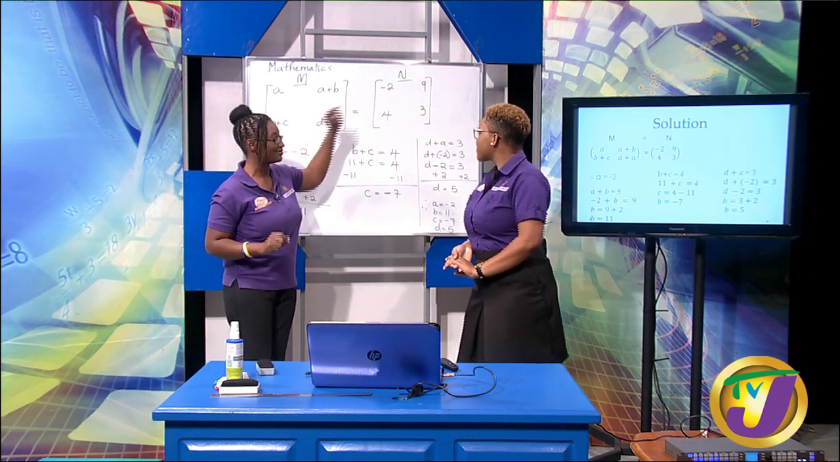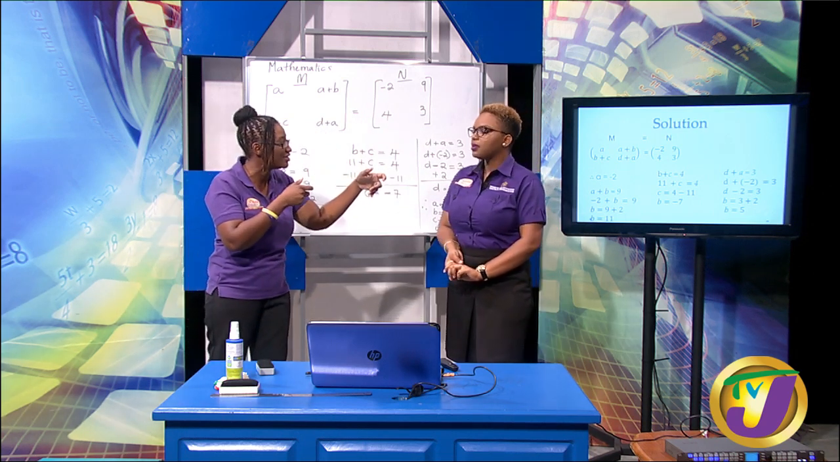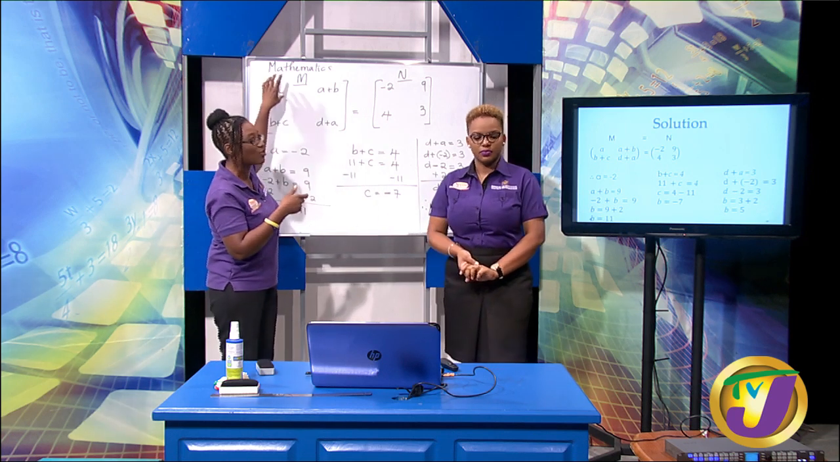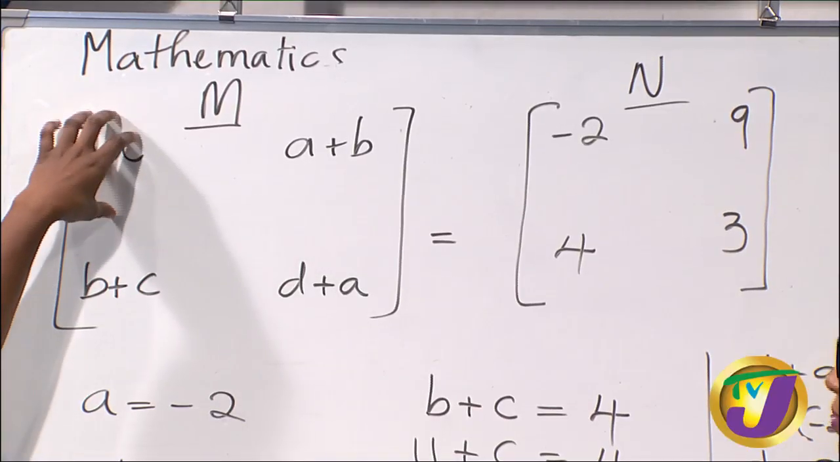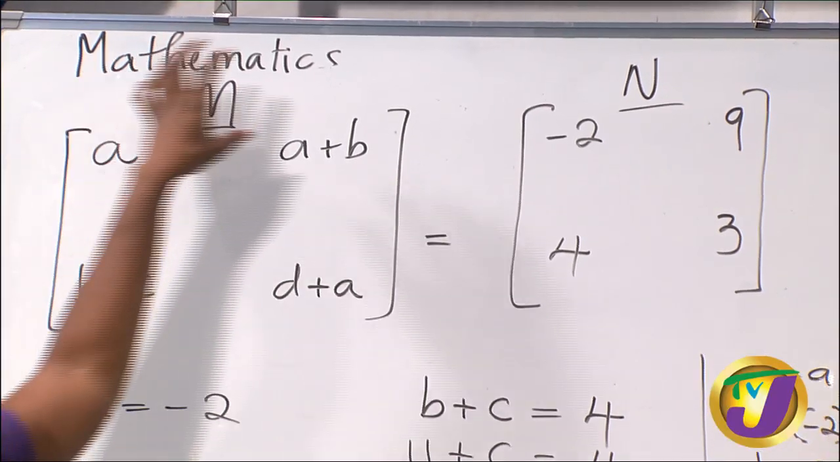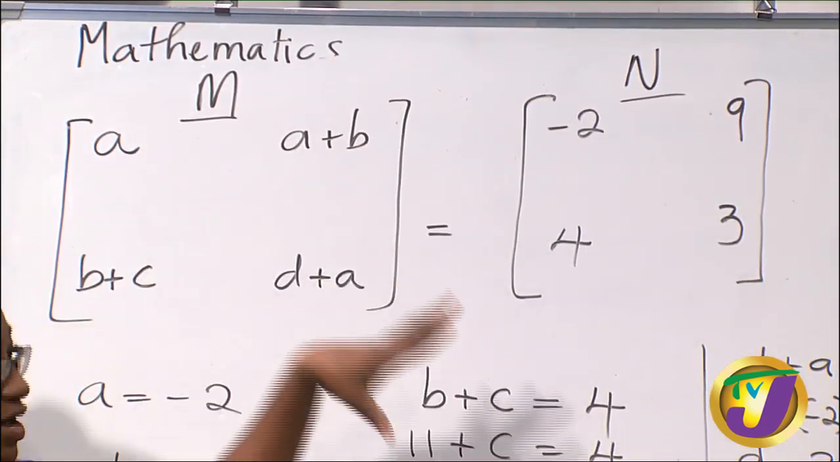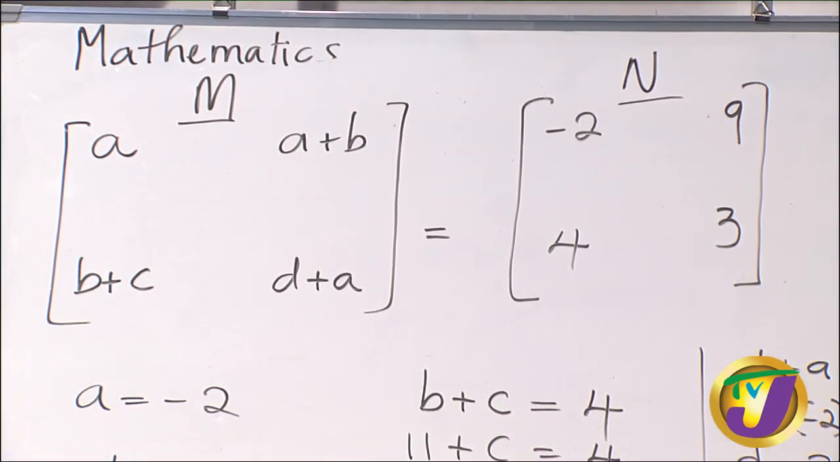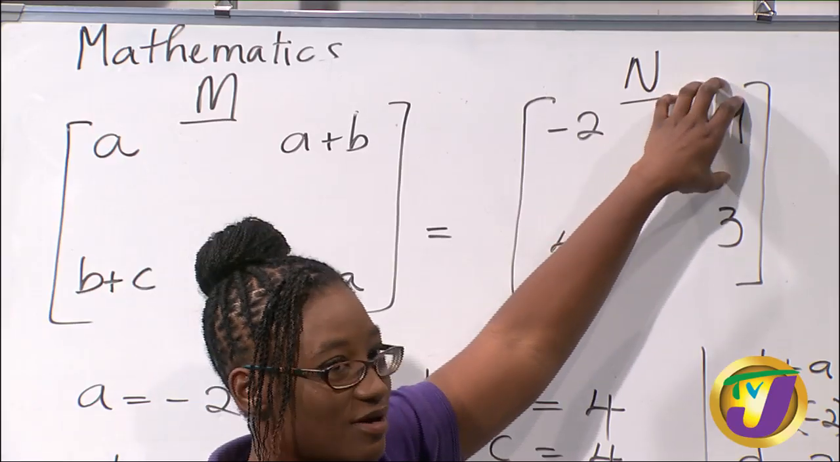And N, 2 rows, 2 columns. So it's also a 2 by 2. Yes. But we said that's not the only condition. Once they're equal, we're saying elements that are in the same location. So if you are in row 1, column 1, you are equal to row 1, column 1 in the other matrix. And if you're in row 1, column 2, you are equal to row 1, column 2. Beautiful. Excellent.